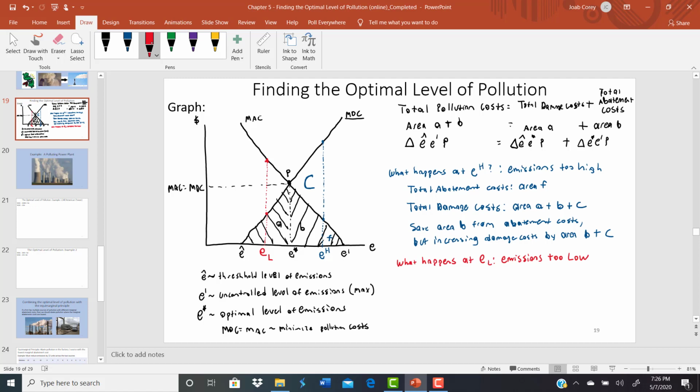And so let's go ahead and take a look at these different areas. Before we do that, let's label this extra area here that we're going to need to talk about. Call that area D. So with that in mind, let's take a look at our total abatement costs.